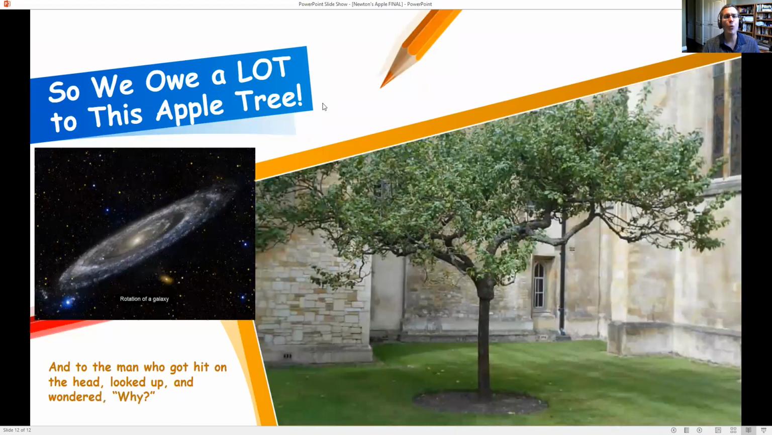So I would say we owe a lot to this very, very famous apple tree, which is not just a myth. The apples falling down and this beautiful animation of the rotation of a galaxy, it's all the same thing due to gravity. So how much do we, through the centuries, owe to this apple tree? And just as importantly, to the man sitting under that apple tree who got hit on the head by an apple. He looked up and he didn't say ow. He wondered, why? Why does that apple fall down? And it all came from that, the inspiration, Newton's famous apple tree.